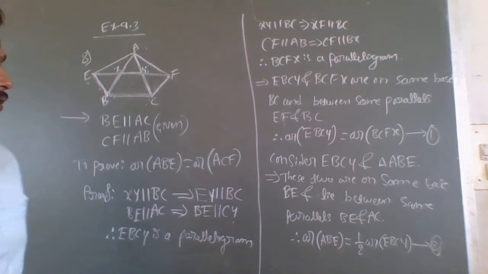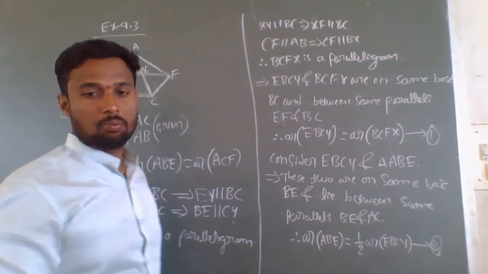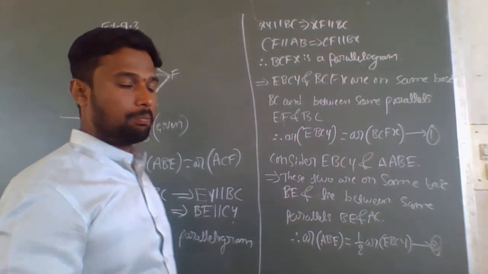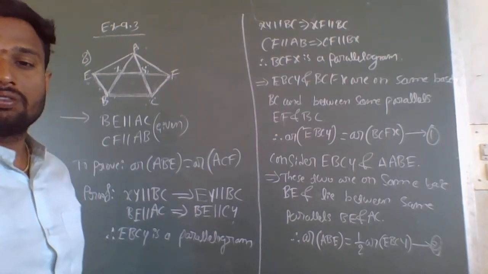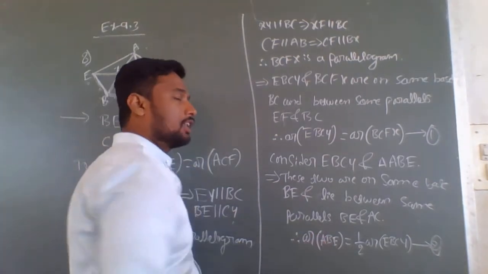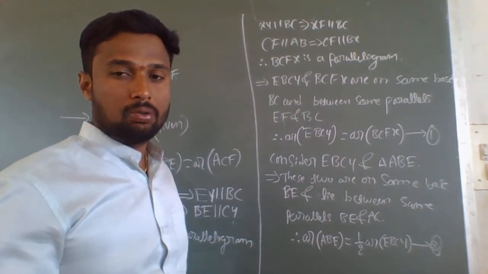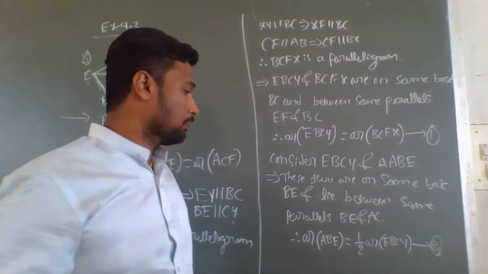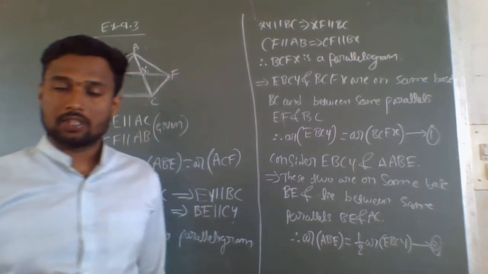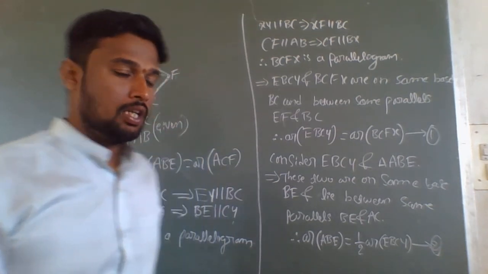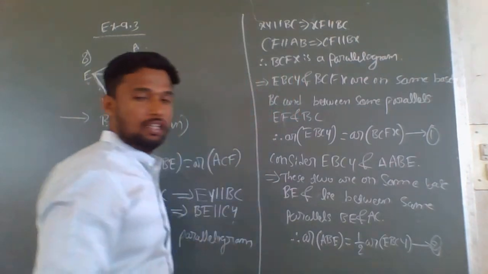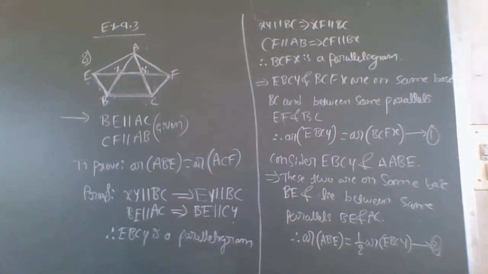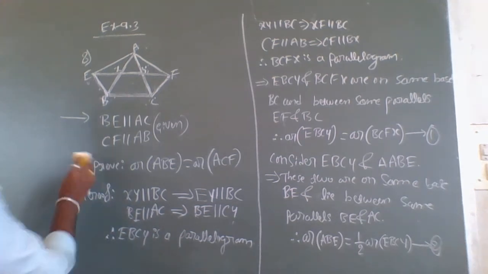And you should remember that when one triangle and a parallelogram are between the same parallels and on the same base, then the area of the triangle equals half of the area of the parallelogram. So here, area of triangle ABE equals half of the area of EBCY. Like this only, here I will write.